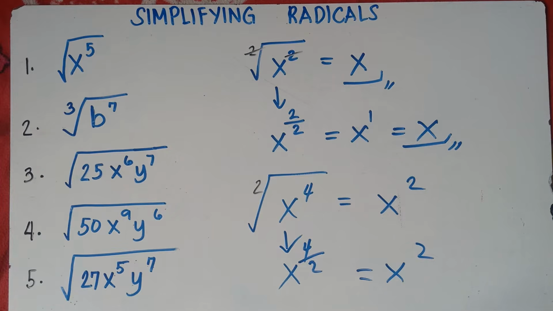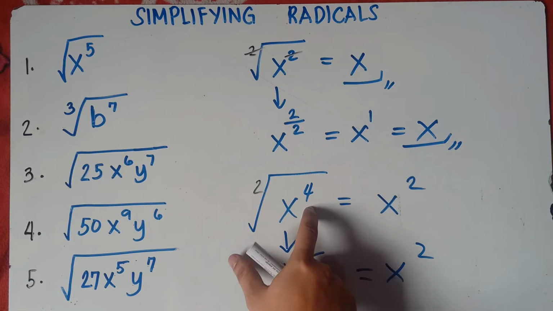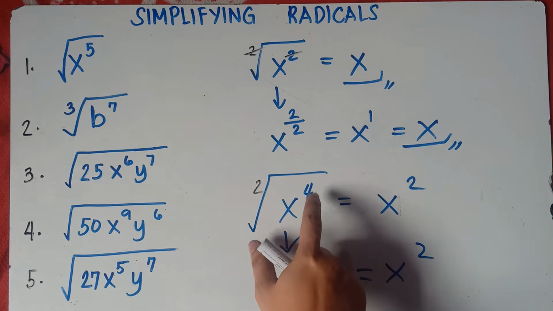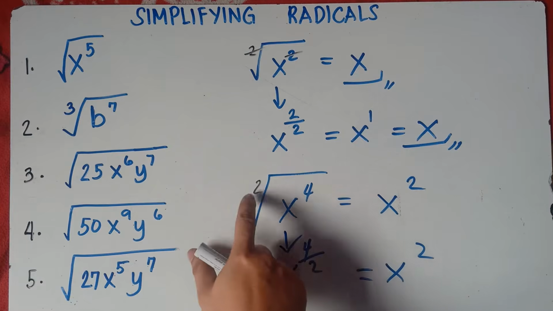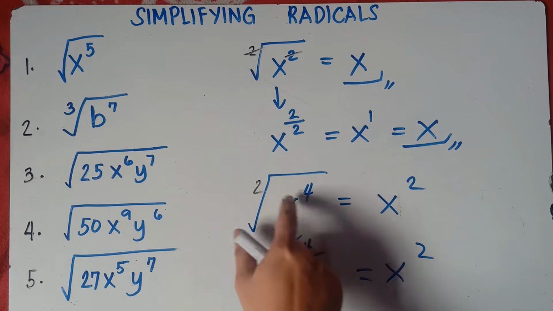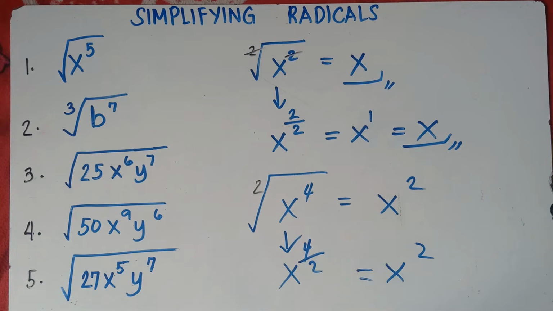Easy, right? So what you will do, class, if the index and the exponents are not the same, you think of it this way: can we divide the exponent by the index? Because if we can divide, just simply divide, class. 4 divided by 2 is 2. Copy x, x squared. Easy, right?